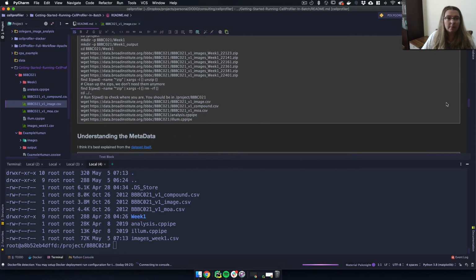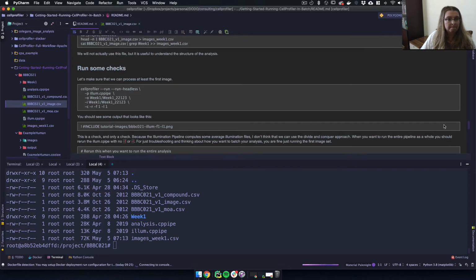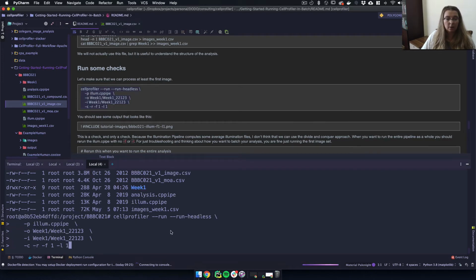I don't know why this keeps happening, that I keep jumping to the beginning of this file, but that's okay. Okay, so first what we're gonna do is we're gonna run this illumination pipeline. Actually, I'm doing something a little bit silly.